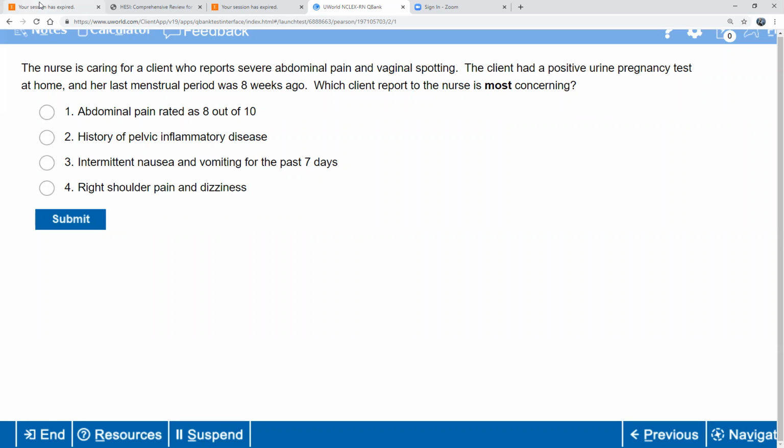Right shoulder pain, dizziness. Abdominal pain 8 out of 10, that's pretty high. So history can be a concern, but it's history. Well, I want you to recognize what's going on right now. Yes, abdominal pain rates at 8 out of 10. What's going on with the patient right now? We can eliminate number 2 and number 3 from the get-go.